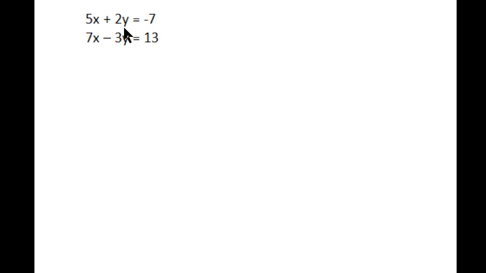So what I'll do is I'll find a number that both 2 and negative 3 divide into, and that's going to be 6. So 6 is a multiple of 2. 6 is also a multiple of 3. I'm using 6. It's the smallest number. You could also use something like 12, but it's easier if you use the smallest number. Okay, so I'm going to start.